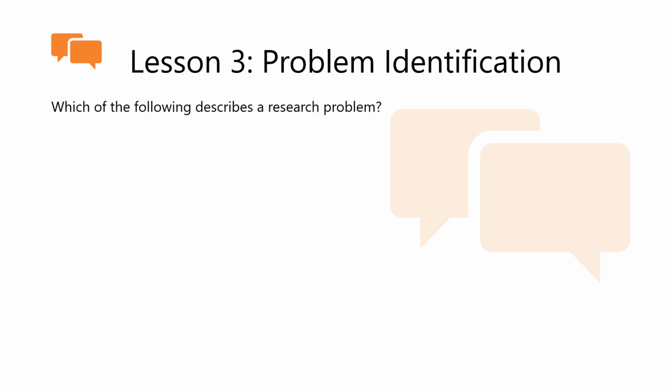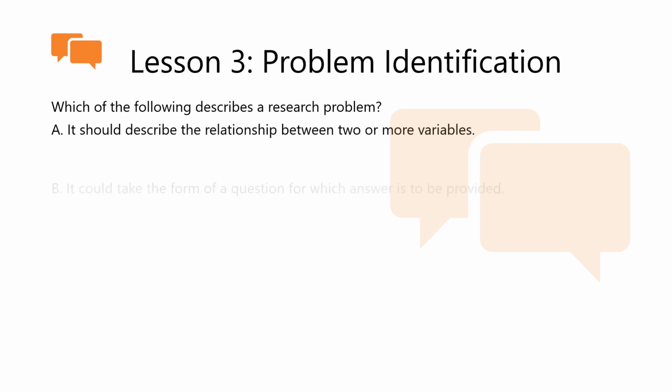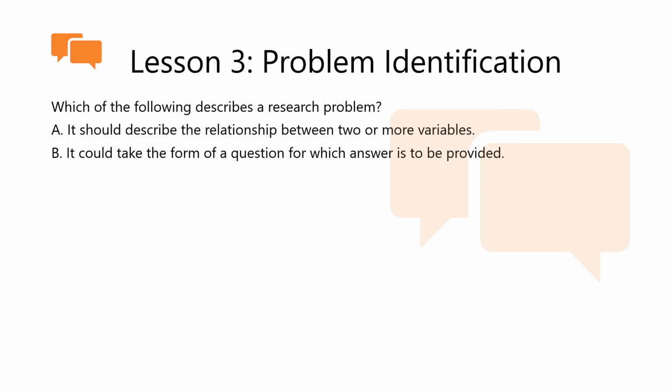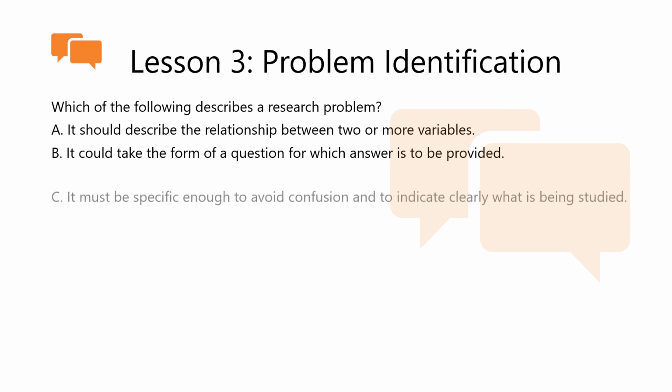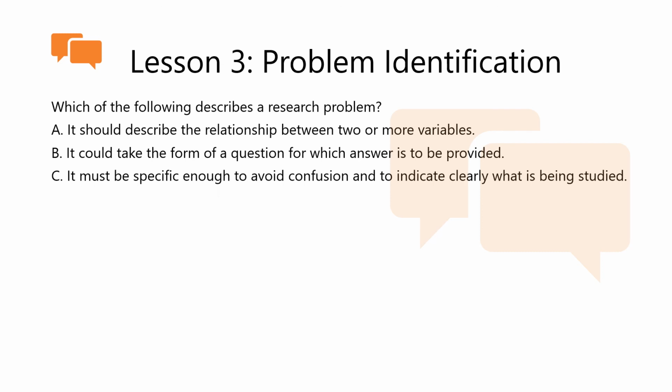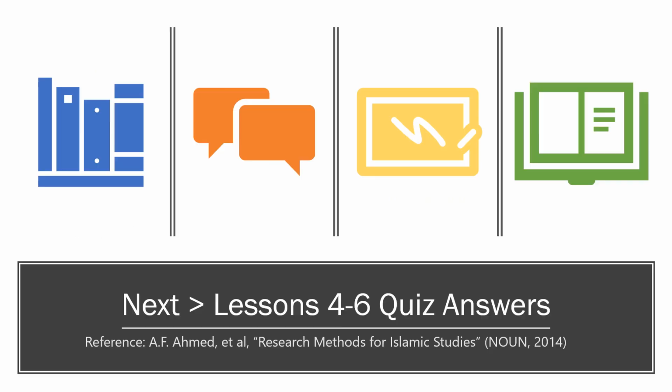Next question. Which of the following describes a research problem? A. It should describe the relationship between two or more variables. B. It could take the form of a question for which answer is to be provided. C. It must be specific enough to avoid confusion and to indicate clearly what is being studied. D. All of the above. E. None of the above. The answer is all of the above.